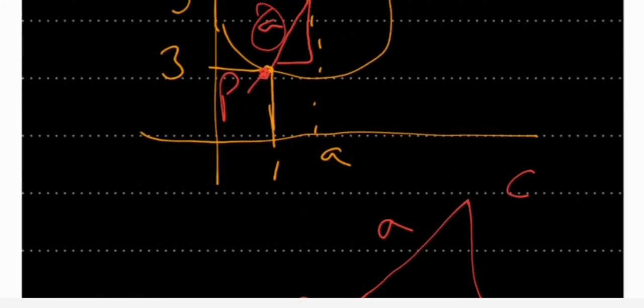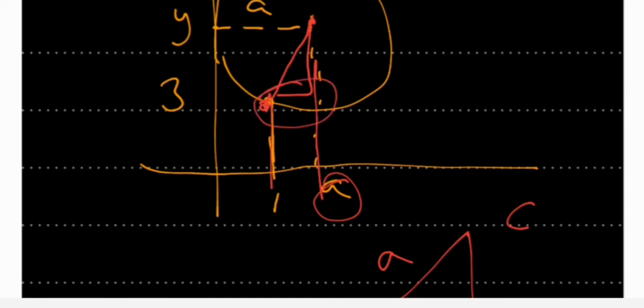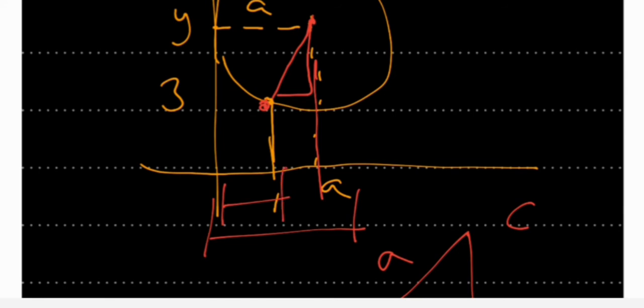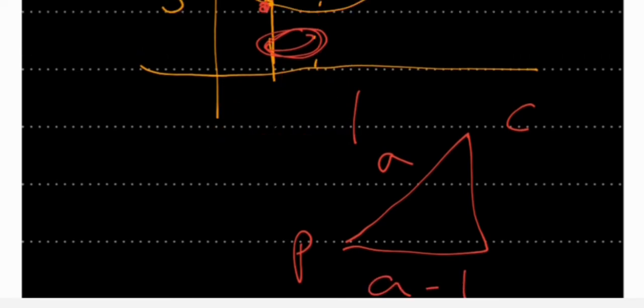Now notice, what is the value of this side over here? One second, let me just... So this side over here. Now this side, this is A and this is 1. So this part over here is A minus 1, right? Look, until here it is A. Until here it is 1. So what is this space over here? It is A minus 1. A minus 1, okay?